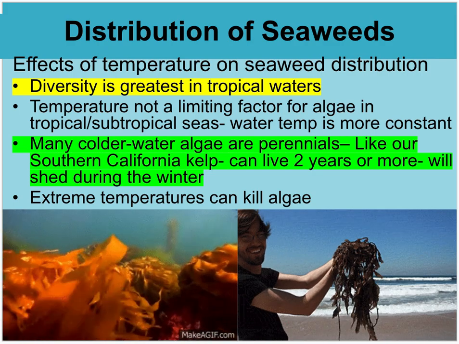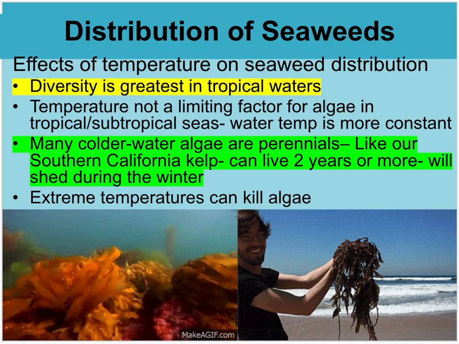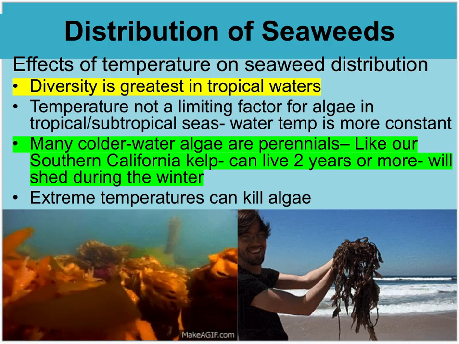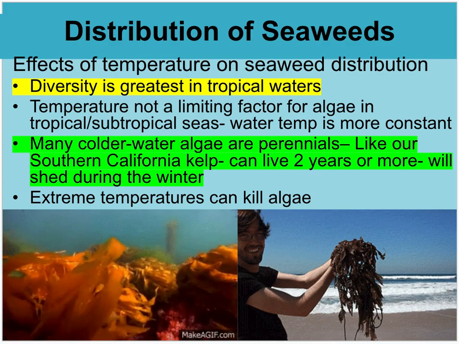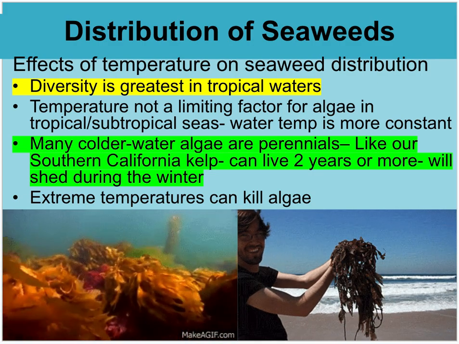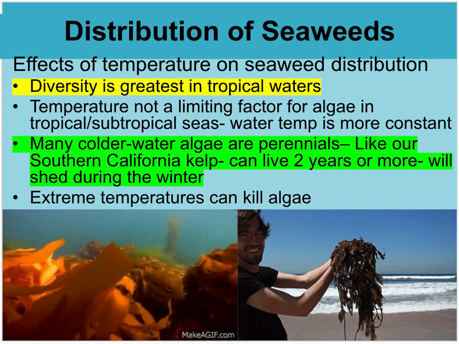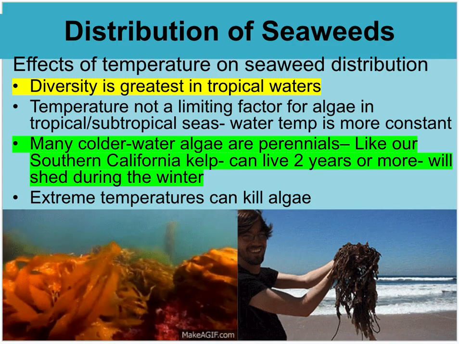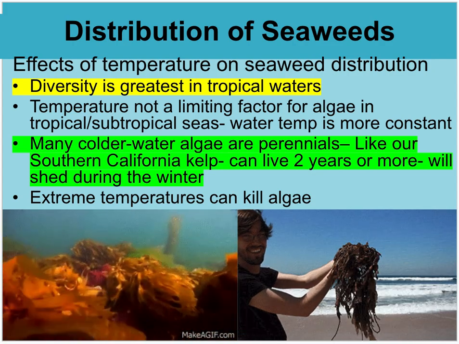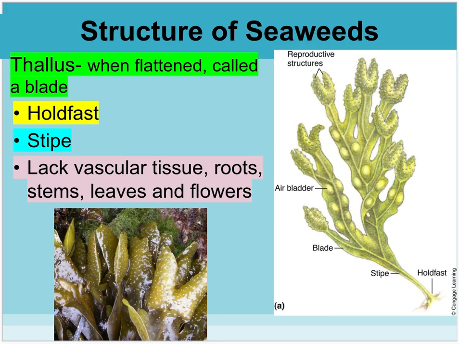And these algae and seaweeds can actually live 2 years or more. And what they do is in the winter, a lot of times they will shed the top part and just retain the holdfast that will hold on in the bottom, and then regrow when it gets a little bit warmer. In many cases, really extreme temperatures, extreme cold or extreme heat can kill algae.